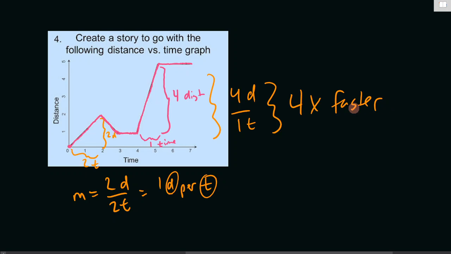Why would someone want to go 4 times faster? Here's my story. I think it's because of the weather. I'm inspired by the slushy, awful, cold weather we're having. So I'm going for a walk, and I leave my house, and I'm going just for a nice, gentle walk.